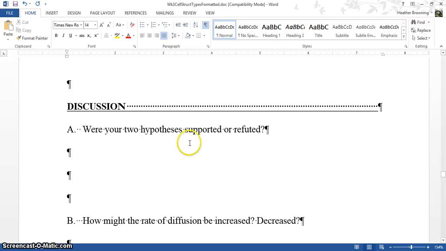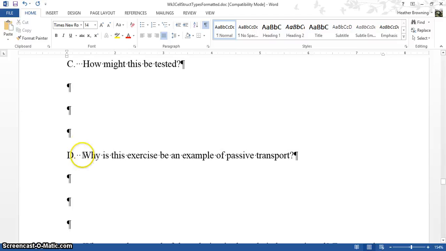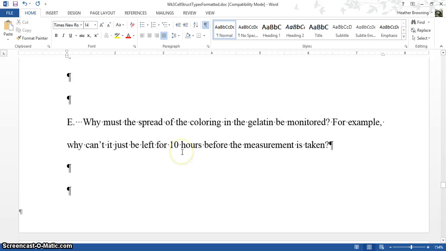Okay. So were your two hypotheses supported or refuted? I've not scrolled down to that yet. What letter are we at? A, discussion. Where's discussion? There's discussion. Okay. You say what you got. This one you tested. What was the exercise? Why is this exercise an example of passive transport? If you're not sure, this is a good thing to go look at. Maybe research passive transport so you can be reminded.